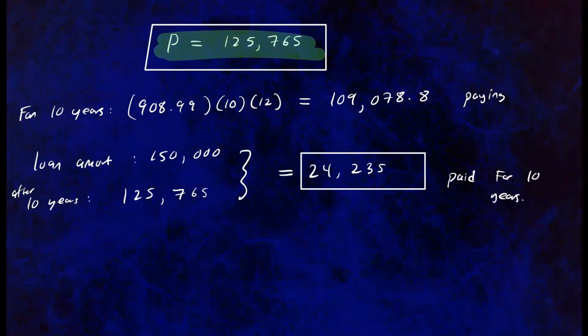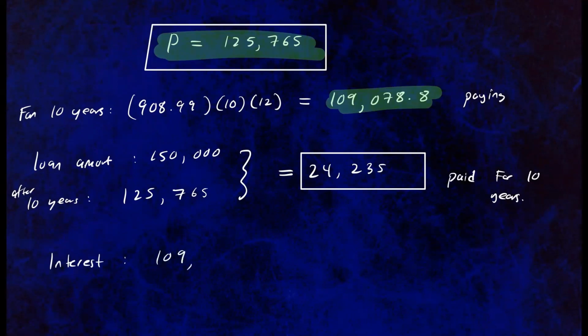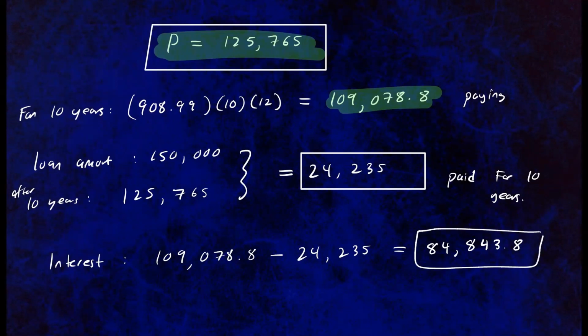What that really means is the rest of the amount went to interest. So for 10 years, the interest you paid would be $109,078.08 minus how much went to the principal amount. This gives you how much was paid on interest, which is about $84,843.08. Hopefully this gives you a little insight into what's going on with these numbers. Now let's finish up the next part.